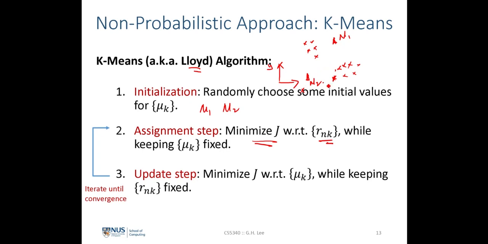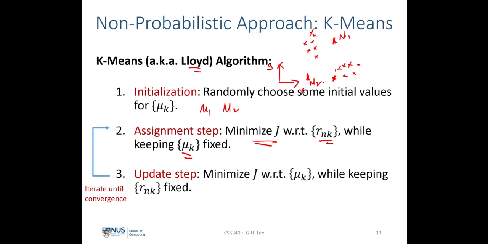And we'll see that this is easy to minimize because we are keeping mu fixed and we are only optimizing with respect to rnk, the assignment, while minimizing the sum of square distances. Intuitively, all you need to do is, for each observed point xn, find the centroid that is closest to it, with a minimal distance, and assign it to that centroid.